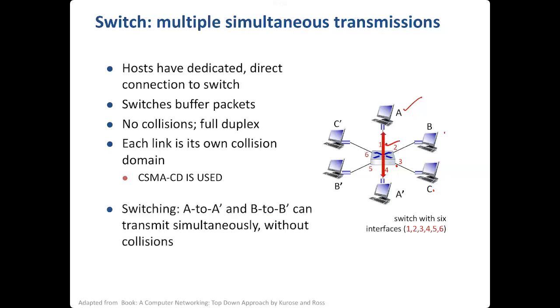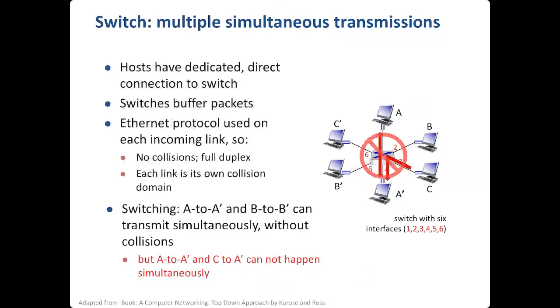Okay. Now this allows parallel communication, right? A can communicate to A dash, at the same time B can communicate to B dash, or C can communicate to C dash. Now that was not possible in case of thick Ethernet, we have seen, because it would have caused collision. So there's great advantage here that there's no collision.